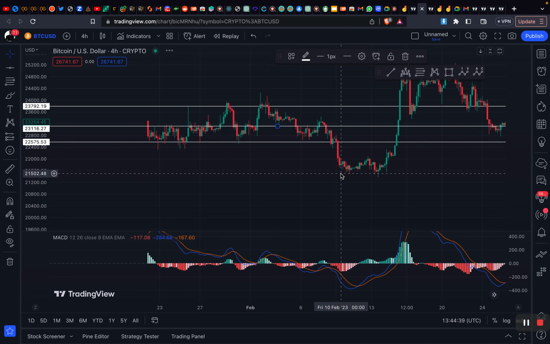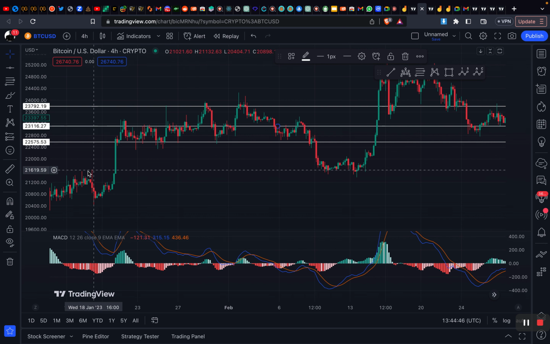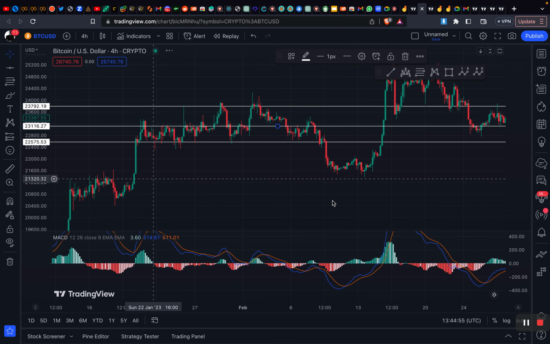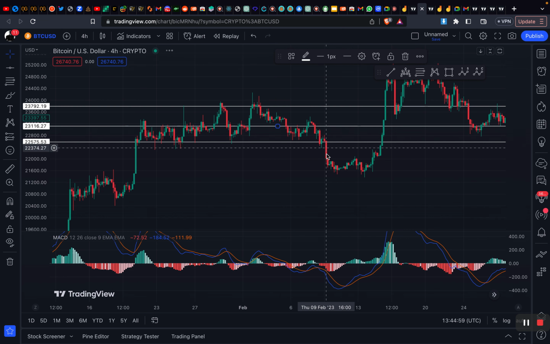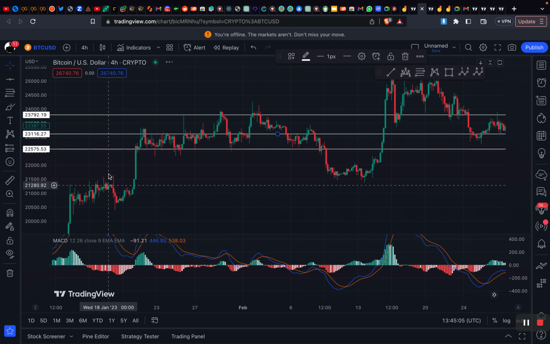And once it finds that type of support, can you see where it found support? On top of another resistance. Can you see it? If you look at the market action now, can you see where it found support? You look left. After breaking this, can you see where it found support? Just on top of a former resistance.